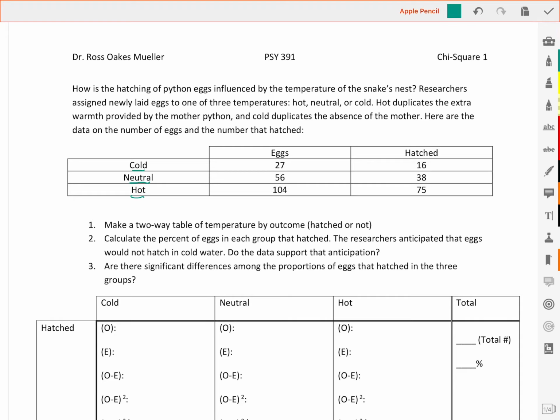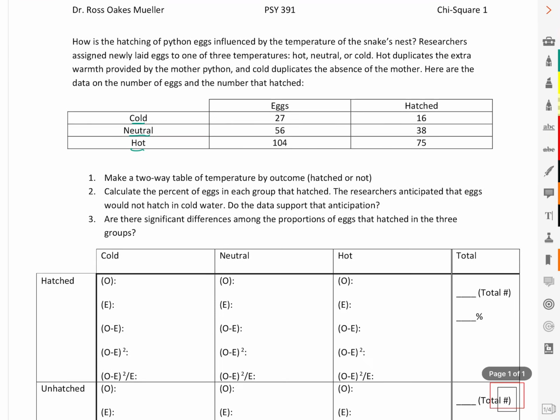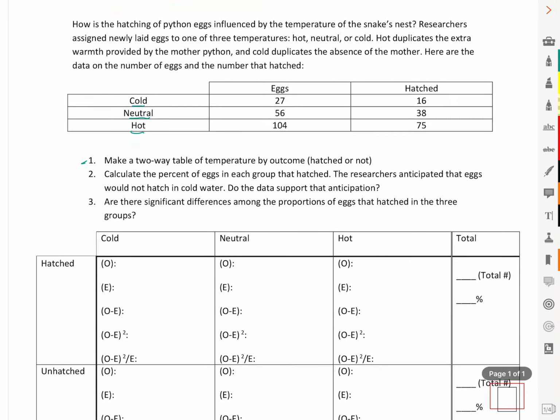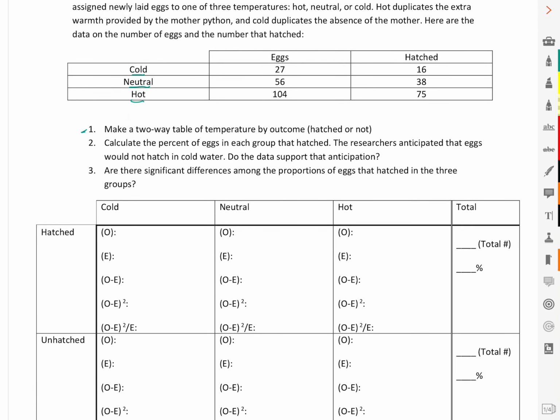So here are the data on the number of eggs and the number that hatched. What you're going to do for this one is, first, make a two-way table of temperature by outcome, hatched or not. Two, calculate the percent of eggs in each group that hatched. The researchers anticipated that eggs would not hatch in cold water versus warm. Do the data support that anticipation? And three, are there significant differences among the proportions of eggs that hatched in the three different groups?